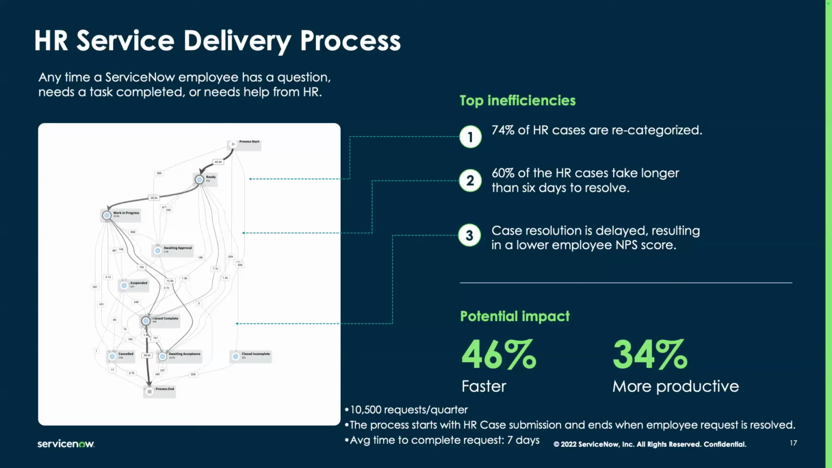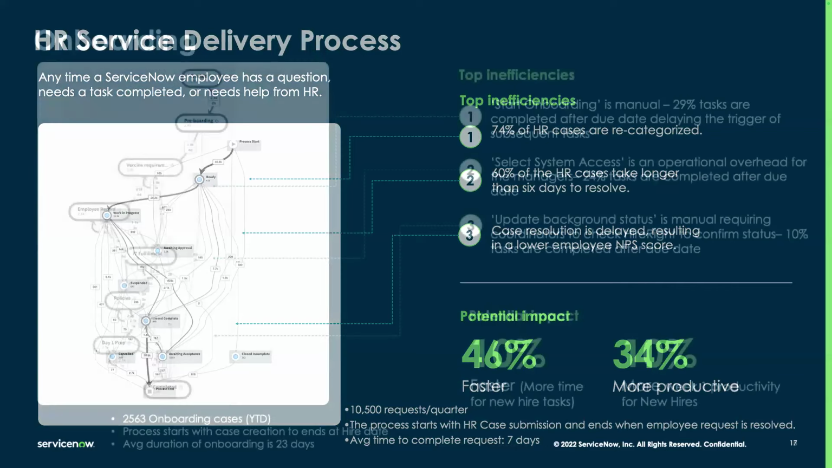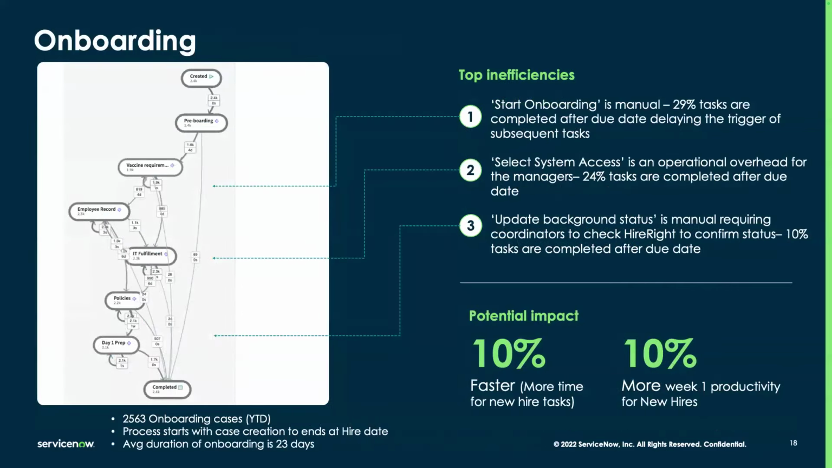That's a lower score. Well, there's an impact, and the impact is, we could probably do things about 46% faster. This is a baseline from data we have, and we can be 34% more productive. This is huge, especially for your managers. So we want to make sure that they understand what's going on and how we can get better. So this again, just some high level numbers using process mining.